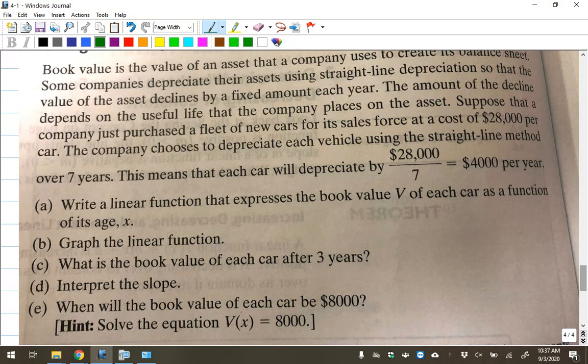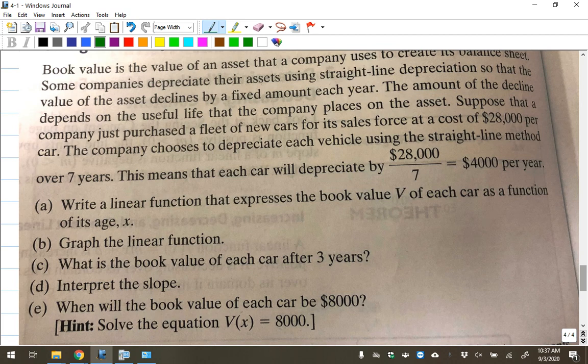Okay. So suppose a company is purchasing a fleet of new cars for its sales force at a cost of $28,000 per car. The company chooses to depreciate each vehicle using the straight line method over 7 years. So their plan is for that car to last at least 7 years. That means the car will depreciate $28,000 over 7 years, $4,000 per year.